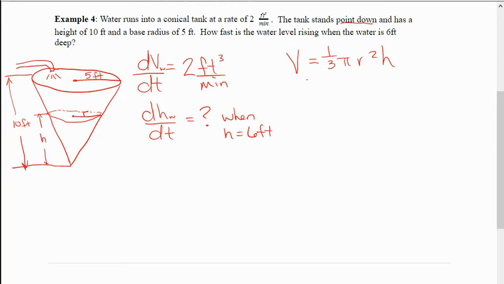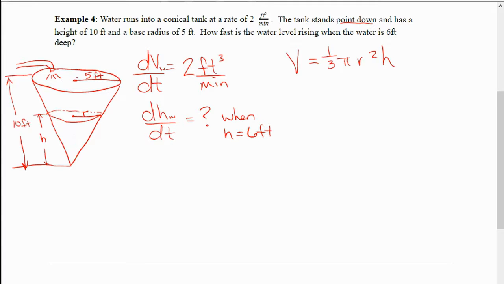Okay, but here's the thing. We kind of have too many variables. So we have a dV/dt. We are going to end up looking for dh/dt. What are we going to do with this r? Because that radius is changing, if we were to take the derivative, we would end up with a different rate. We really don't know that rate. However, we can write an expression for radius based off of the picture that we have.